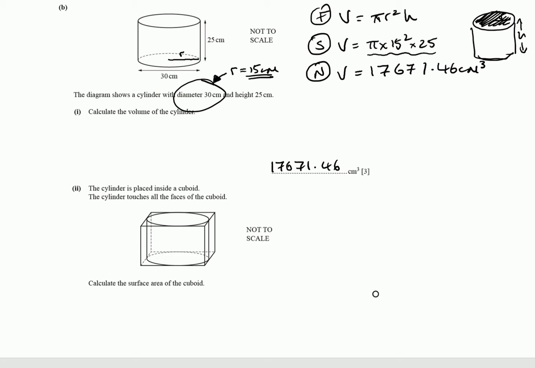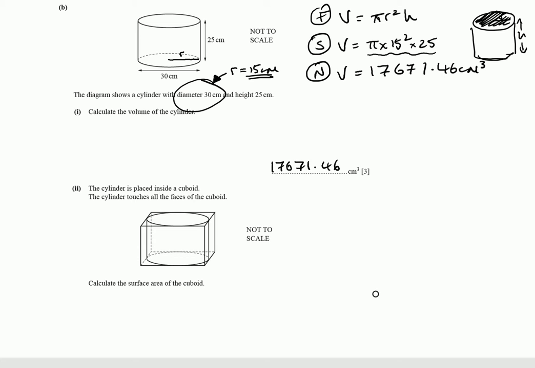The cylinder is placed inside a cuboid, and the cylinder touches all the faces of the cuboid. I want to calculate the surface area of the cuboid. This is quite a scary looking question, I think. But they've given me most of the information I need already. It's actually going to be pretty straightforward.